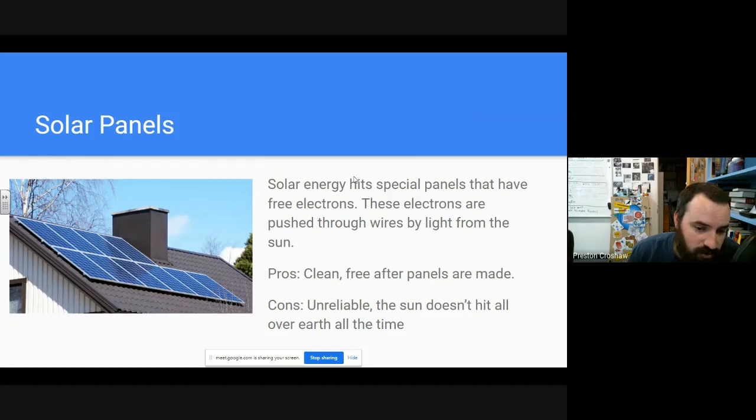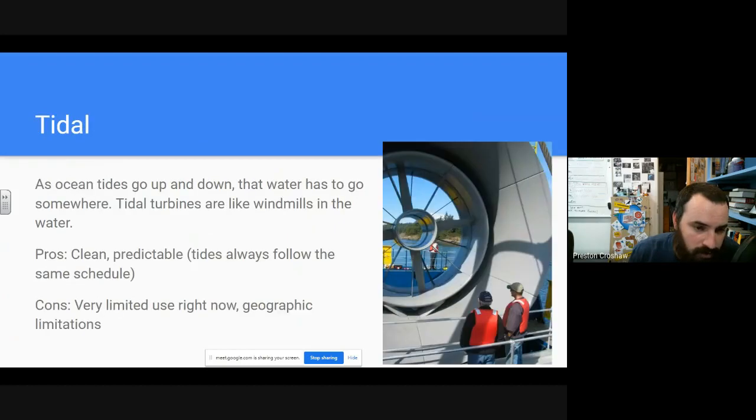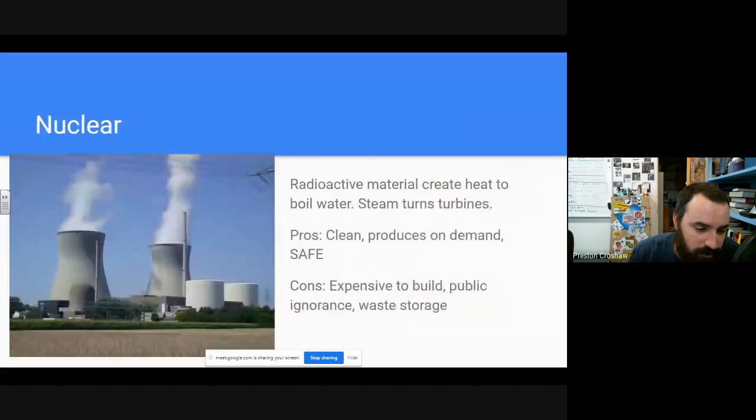If you go back to solar, how can we solve the problem of intermittent energy from the sun? Or tidal, or geothermal, nuclear? How can we educate more people about nuclear power, right? So all of these things that we need to look through.